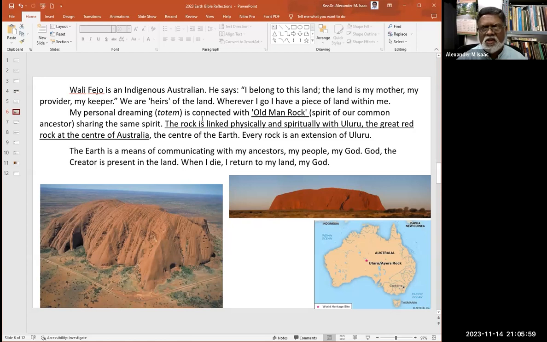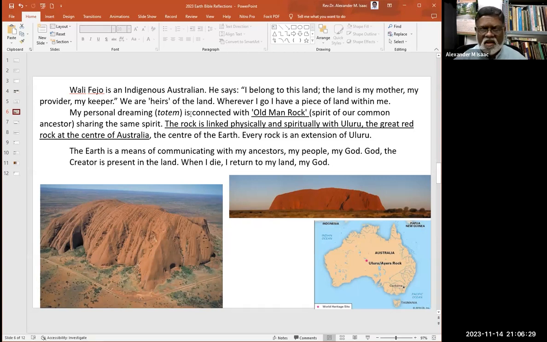My personal dreaming totem, it's an Australian original term, is connected with Old Man Rock. Old Man Rock is representing the God concept, the spirit of our common ancestor, sharing the same spirit. The rock is linked physically and spiritually with Uluru, the great red rock at the center of Australia. They consider that as the center of the earth.